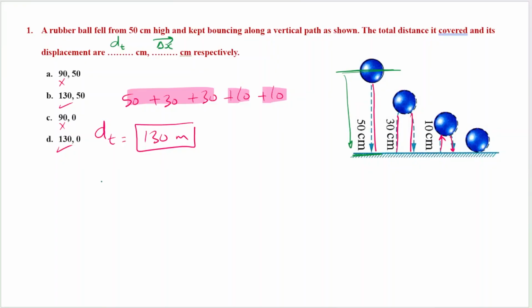What about the displacement? Displacement is not interested in the details. It's only interested in where the starting point is. This is the starting point. Where is the ending point? This is the ending point, which is exactly like this one. So what is the straight line between them? Its length is 50. So the magnitude is 50 centimeters. But this is only the magnitude. What about the direction? We can say south or downward.